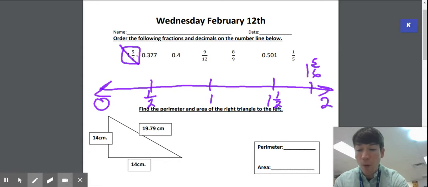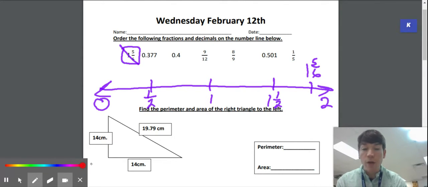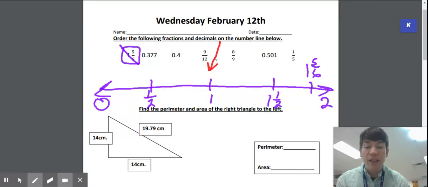Now, from this point, notice that every single number that we put down is less than this, less than 1. So we know that every number that we put down from this point has to be on the left side of my number line because they're all less than 1. We'll look at a couple of them.